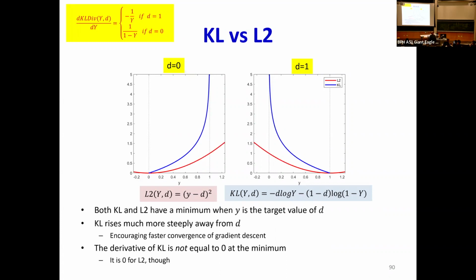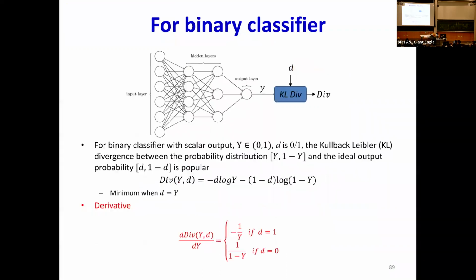But then, let's say the desired output is 1 and the network output is also 1. What is the slope? When y is 1, what is the slope if d is 1? Minus 1, right? Is it 0? No, but the output matches the desired output, right?